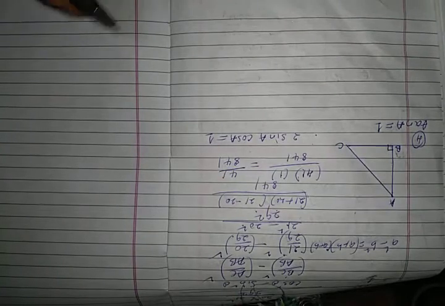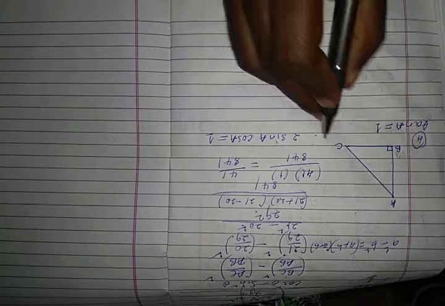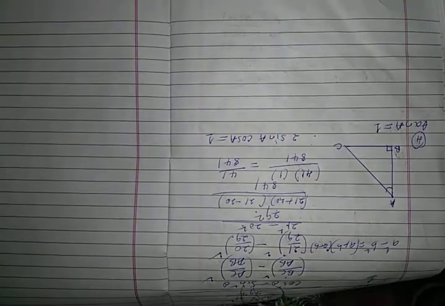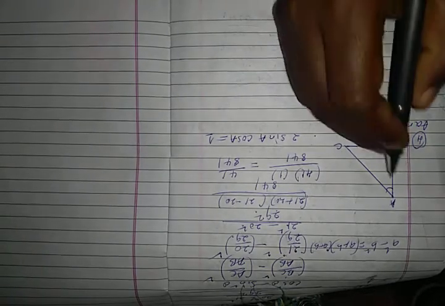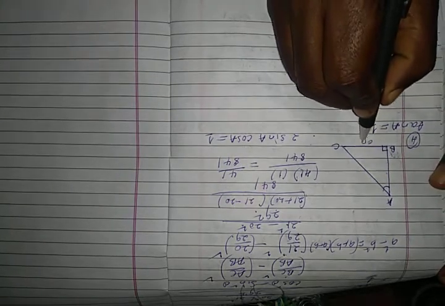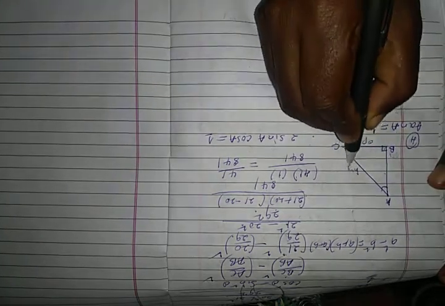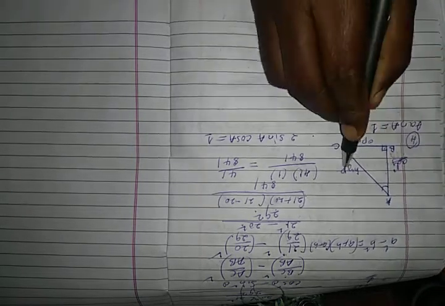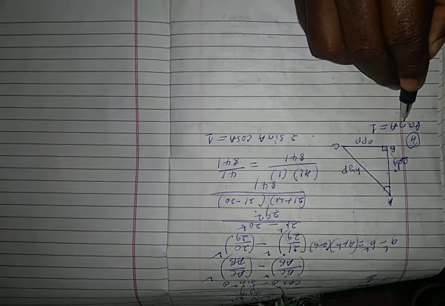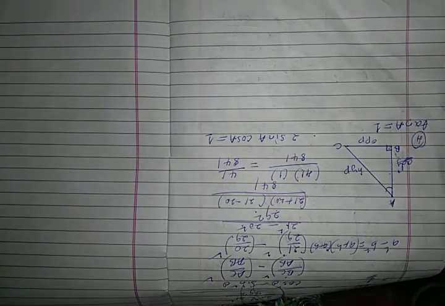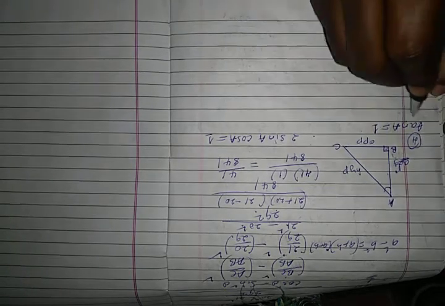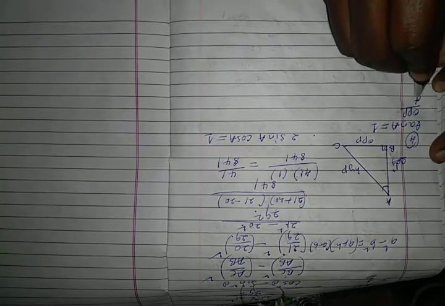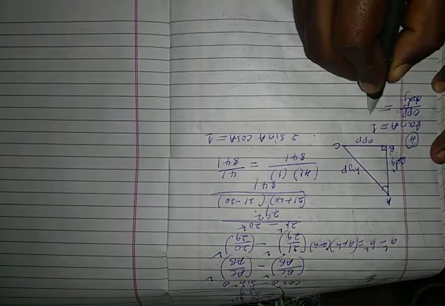First we have to mark the acute angle. Let us take angle A as the acute angle. Then this side is opposite, this is the hypotenuse, and this one is adjacent. So the ratio of tan A is opposite divided by adjacent, which is equal to 1.